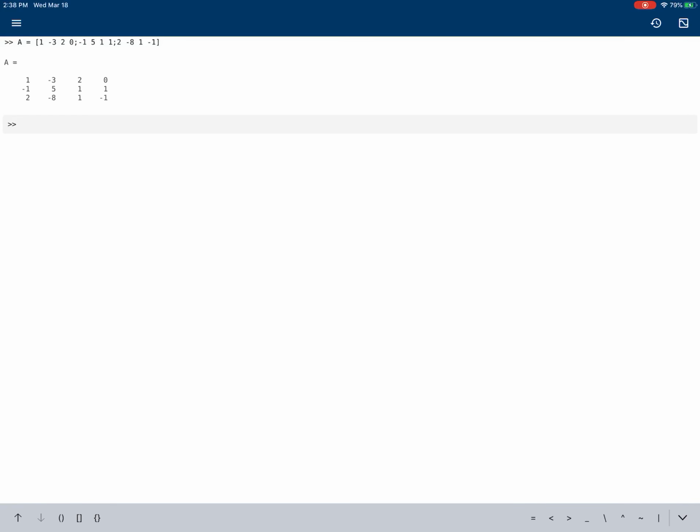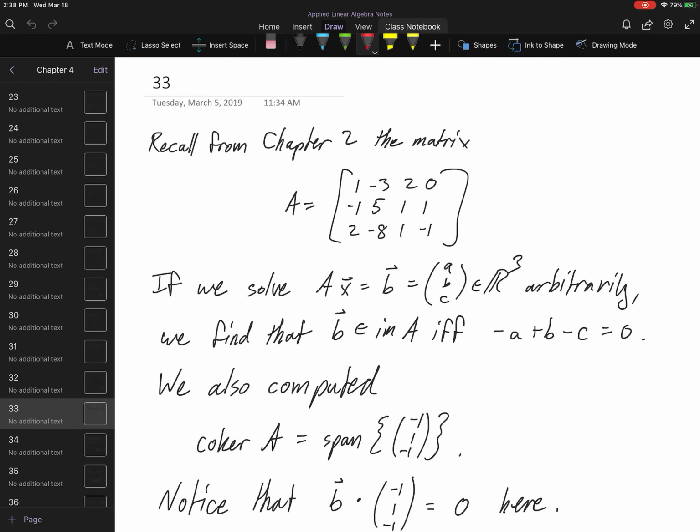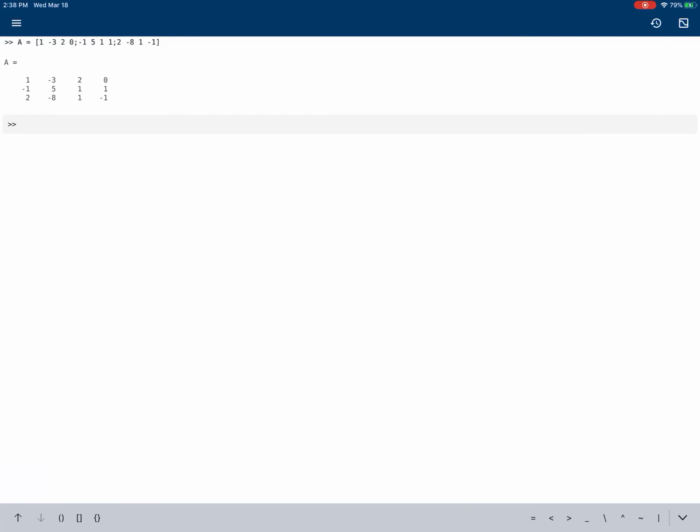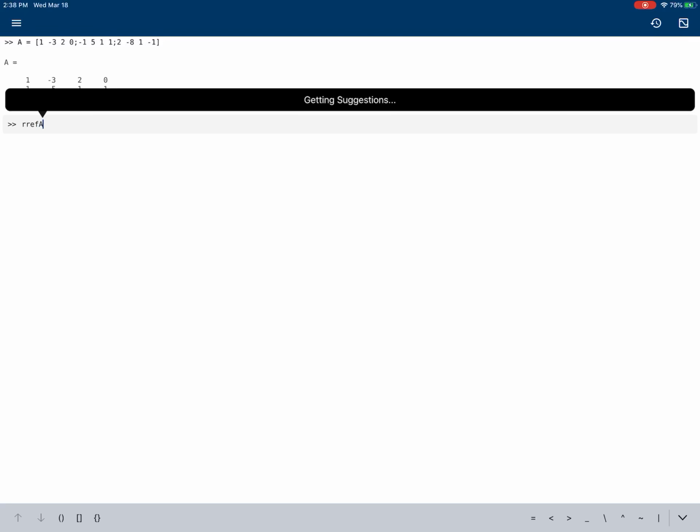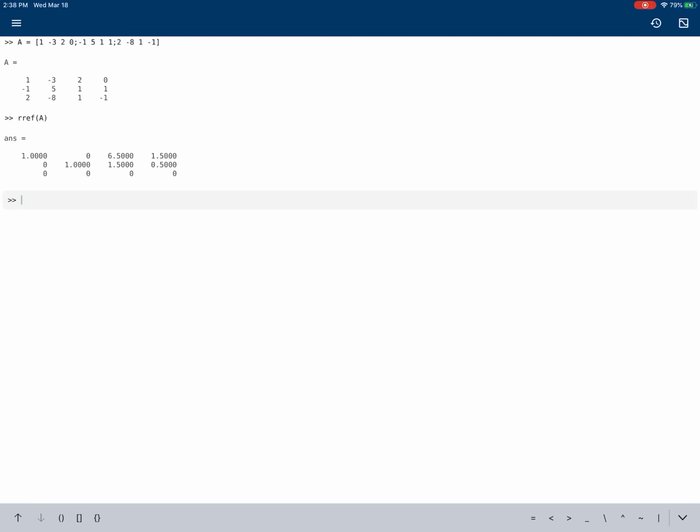You can double check, right? 1, minus 3, 2, 0 across the top. Yep, minus 5, 1, minus 1, 5, 1, 1. Yep, and then 2, minus 8, 1, minus 1. Great, so this is the matrix from the notes.